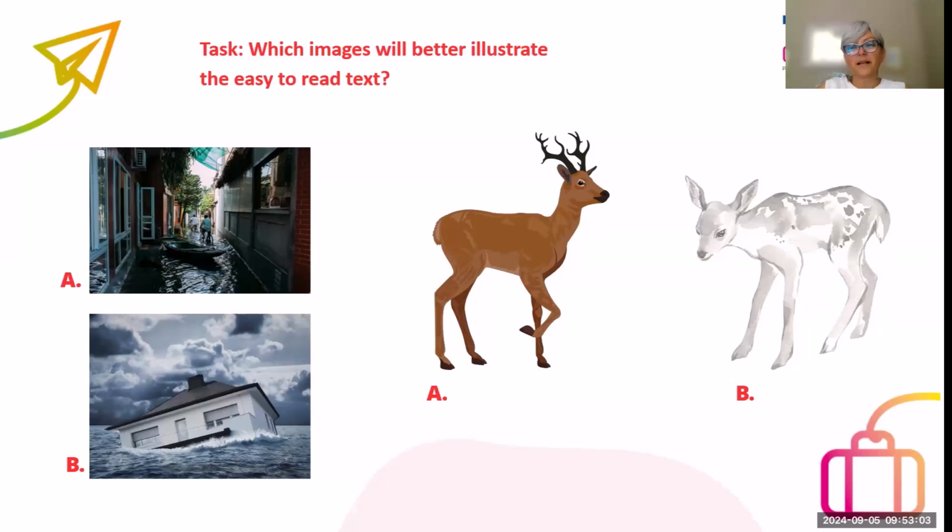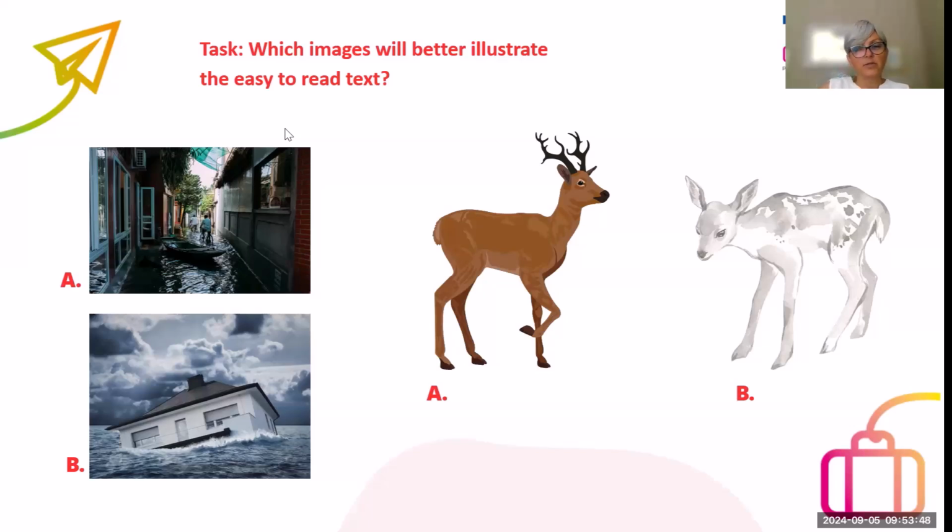And I think a similar thing may happen with the next pair of pictures. Which one would you choose as easy to read, A or B? I would also choose A. It's the more realistic one, and probably easier for a person to understand and to make the text accessible.